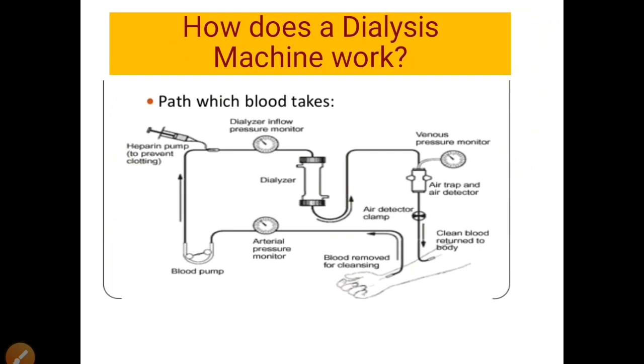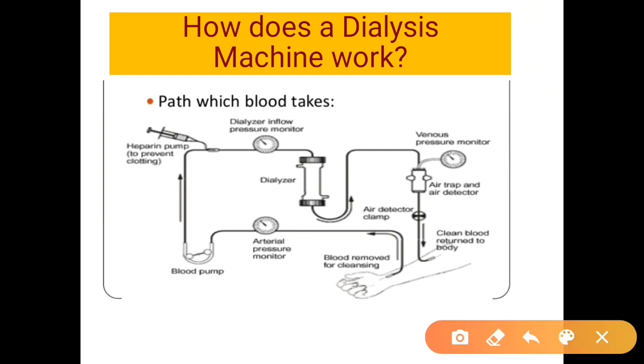Now we will learn how a dialysis machine works. Here we can see that two tubes pass through the artery and vein of a human hand. A tube goes from the artery of the hand, and here we can see an arterial pressure monitor. This monitor always monitors the pressure of the arterial blood that goes through this line. Next we can see a blood pump. This blood pump always pumps the blood, forcing it to go forward.